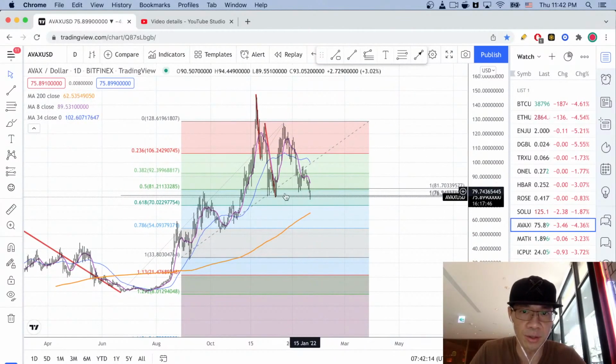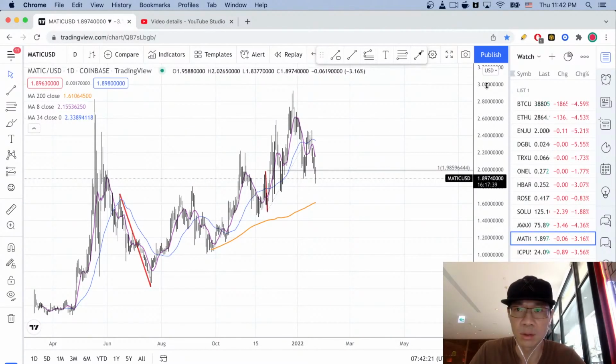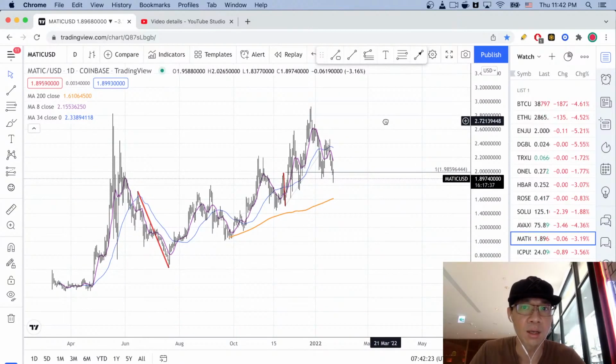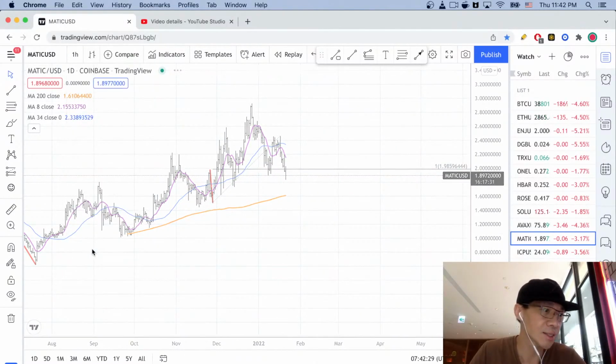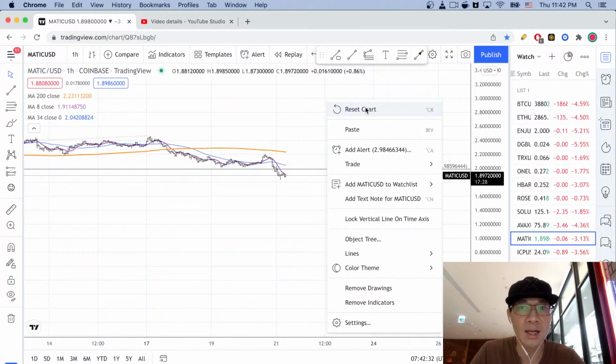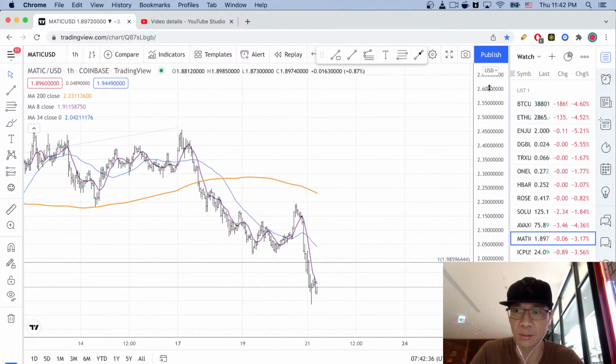See, Avalanche isn't looking that great either. Should be stopped out. Matic, I think I did a chart with this as well. This one's also not looking that hot, even though it's still trading above that 200 moving average on the daily chart. But you got to see, with this a lot of selling pressure coming through, a lot of these guys are going to be trading below that 200 moving average on the hourly chart.